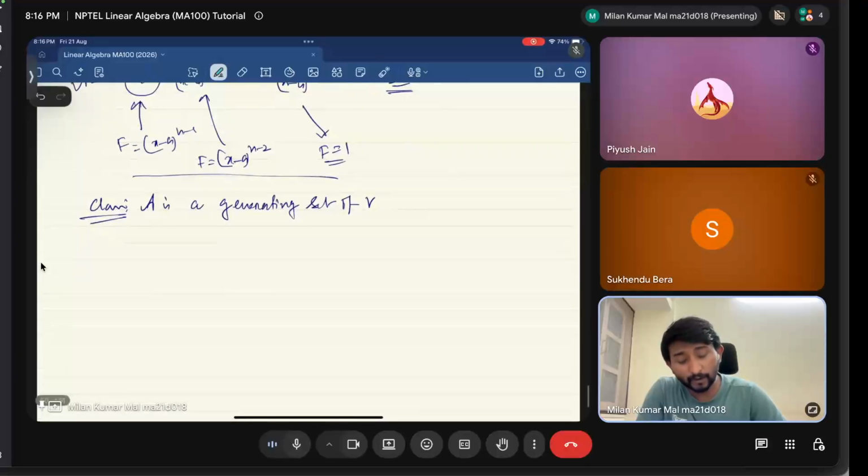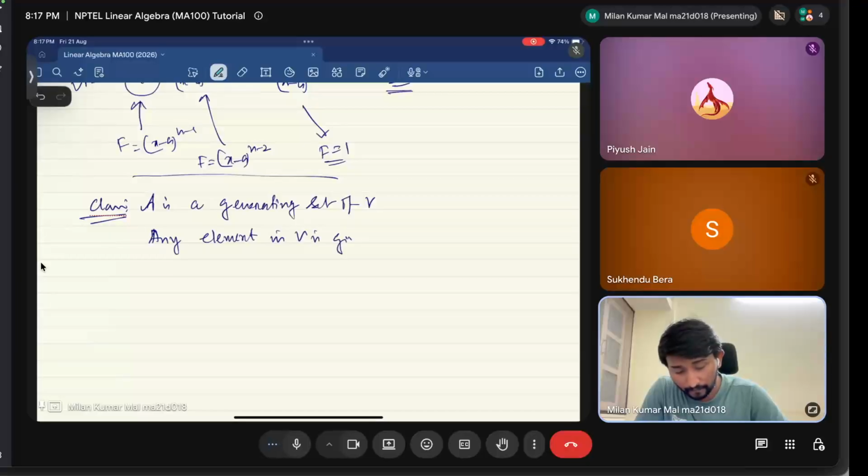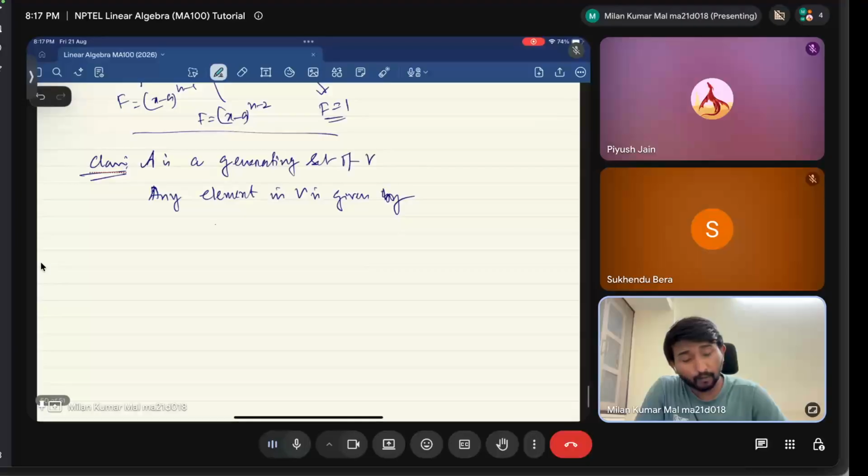A is a generating set of V. Why is it a generating set of V? Any element in V is given by something like a polynomial f of x of degree less than or equal to n minus 1, divided by x minus a whole to the power n. That can be written as something like a naught plus a1 x plus all the way a n x to the power n.